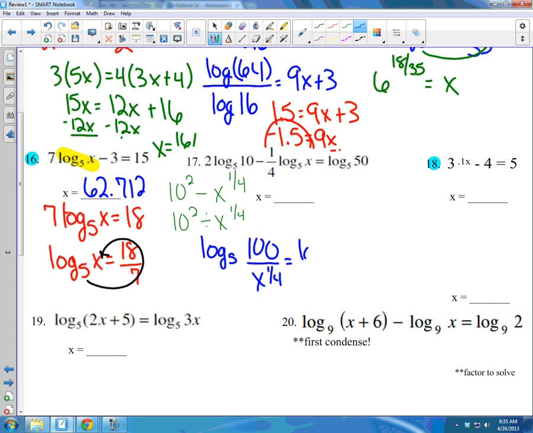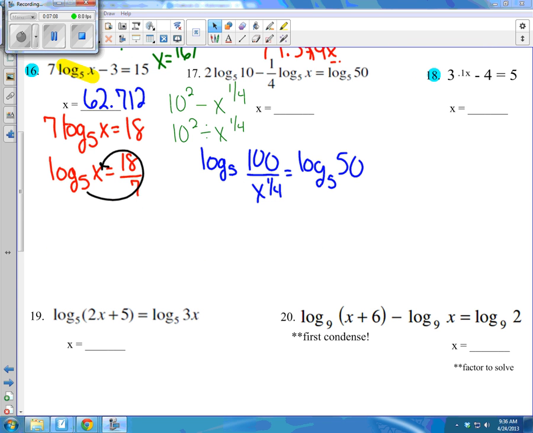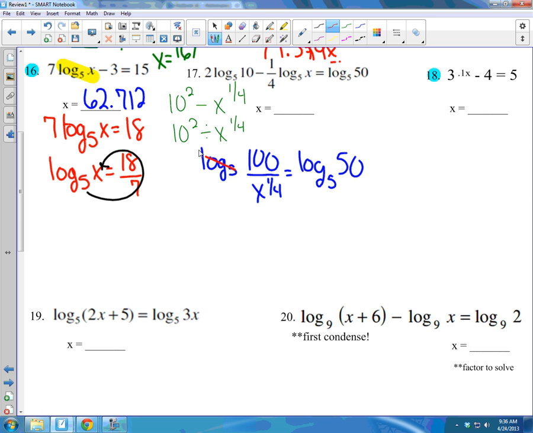And now I have the log on the other side. Since I have 2 logs that have a common base, since the bases are the same, what I can do is just ignore the logs, or ignore the logs of their bases, and just focus on this. Now, whenever I have a fraction and I'm asked to solve, what I do is I just make it 2 fractions, and then I use what we call cross products. So I'm going to take 100 times 1, which is 100, 50 times x to the 1/4, which I'll just write out. And now I'm ready to solve for x.